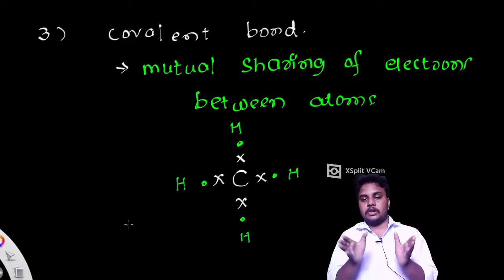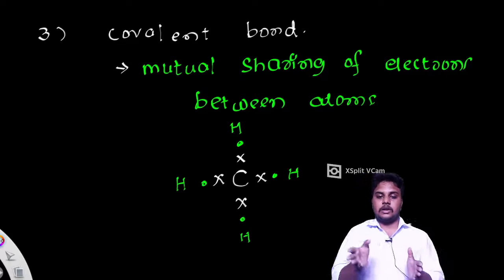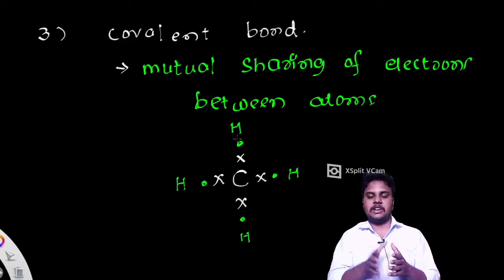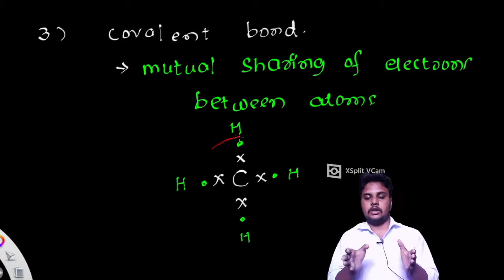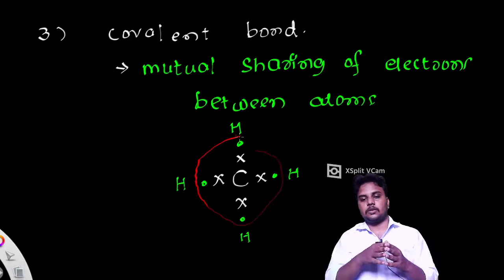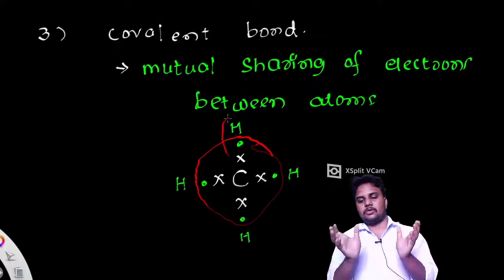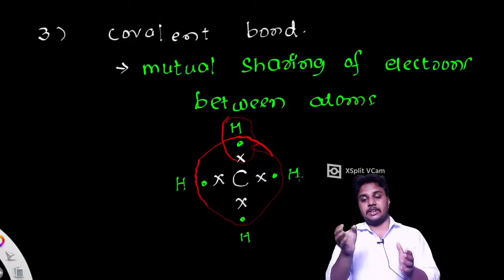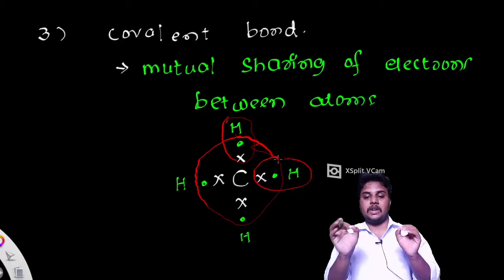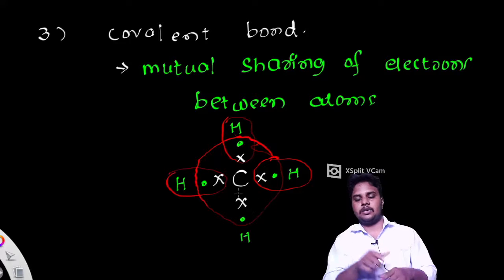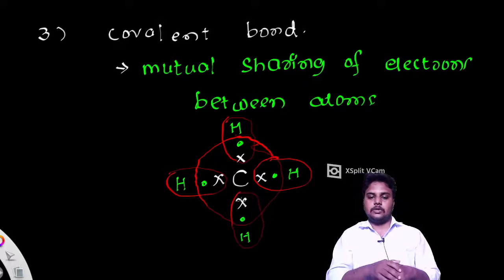If you see clearly, carbon now has a total of 8 electrons by sharing. You can observe a total of 8 electrons in this circle, which is of carbon. So carbon will say, I have a total of 8 electrons, so its valency is satisfied, or the octet electronic configuration is fulfilled. Therefore we drew 8 electrons, and each hydrogen has 2 electrons.